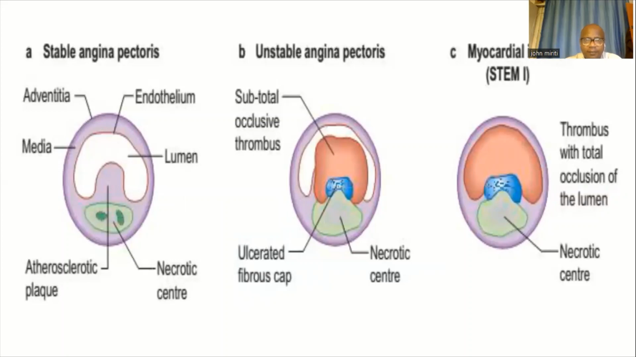So this is an example of stable angina pectoris and myocardial infarction where there is STEMI. So you can see in this stable angina, there's adventitia, endothelium, and lumen. You can see the key thing there is the necrotic center, which is taking place deep inside these blood vessels. Something is peculiar. The chronic tissues are taking place there in this stable angina. So the lumen is not affected, but it is narrowing.